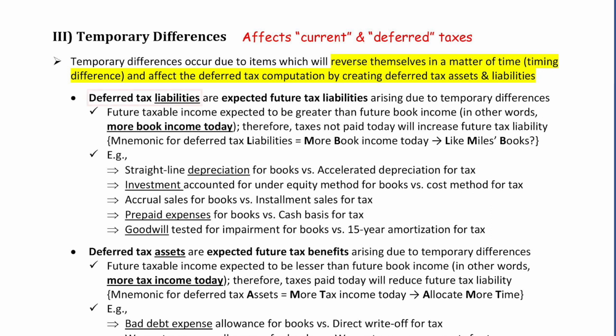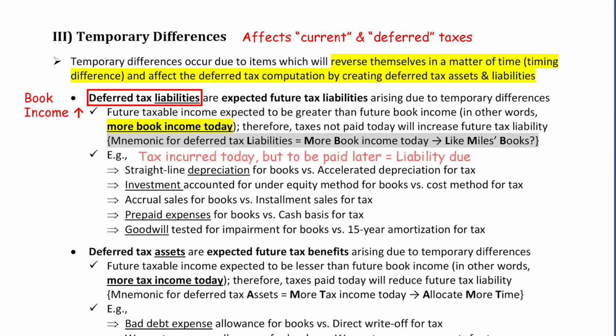Now the first one, put a box around deferred tax liabilities. And the question for all of you is, do you like Miles books? So like Miles books, that means it's a deferred tax liability if it's more book income today. So right there, book income is higher, and highlight more book income today. From an accounting viewpoint, what you need to understand is the taxes have been incurred today, but they haven't been paid out. They're going to be paid out later. So it's a liability. So right there, tax incurred today, but to be paid later, which means it's liability due.